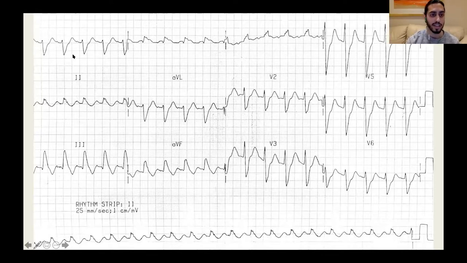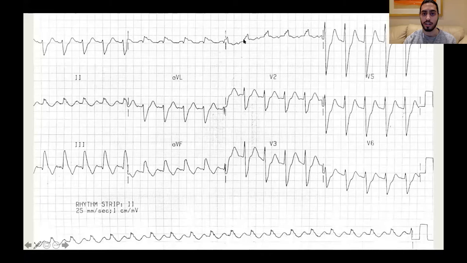Any deviation of the axis? Marked deviation, right axis deviation. The leads are reaching each other. PR segment, don't really care, not that exciting in this ECG. QRS complexes, very broad. When we see broad QRSs, where do we look to straight away?